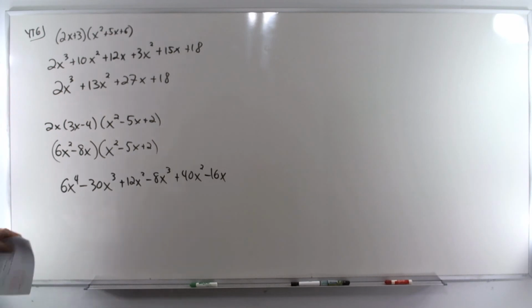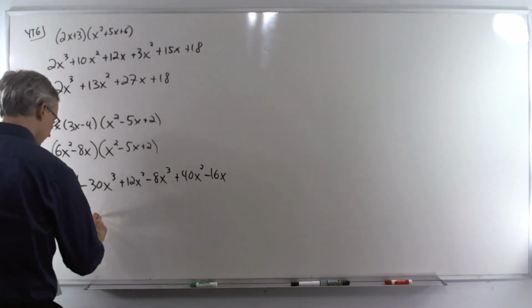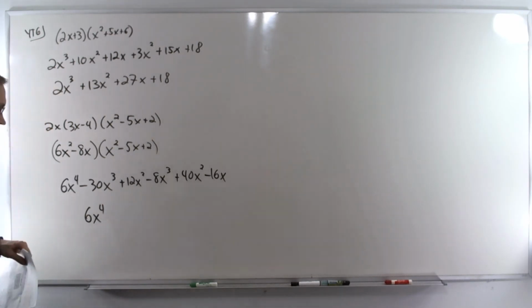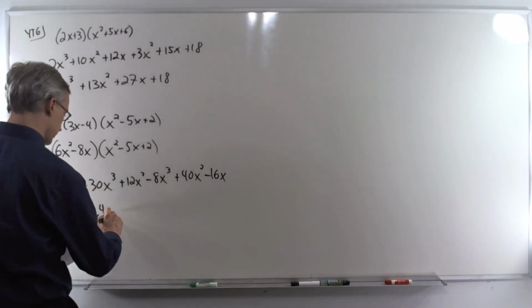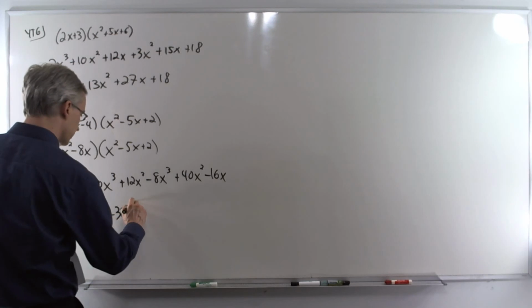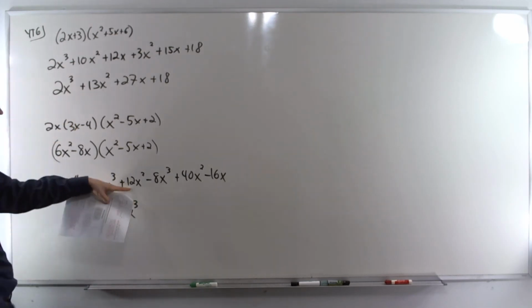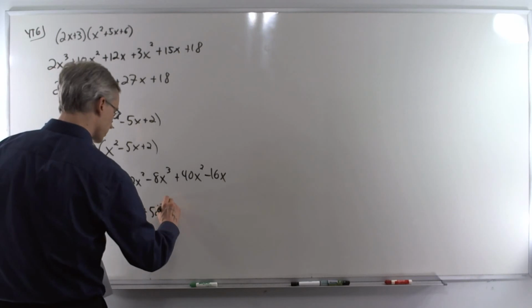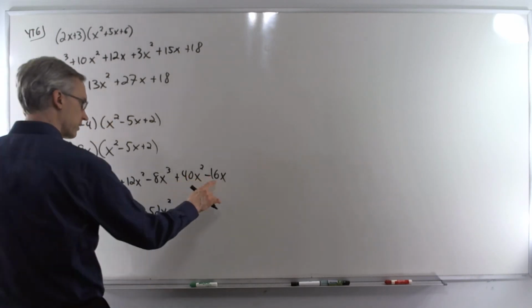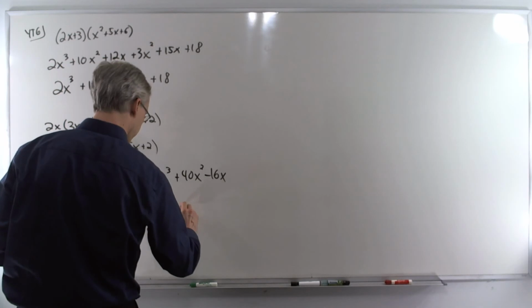Now we can combine like terms. 6x to the 4th is by itself, so that will stay as it is. Now I've got negative 30x to the 3rd minus 8x to the 3rd, so minus 38x to the 3rd, and then 12x squared and 40x squared, so that is 52x squared. And finally, you've got negative 16x by itself there.